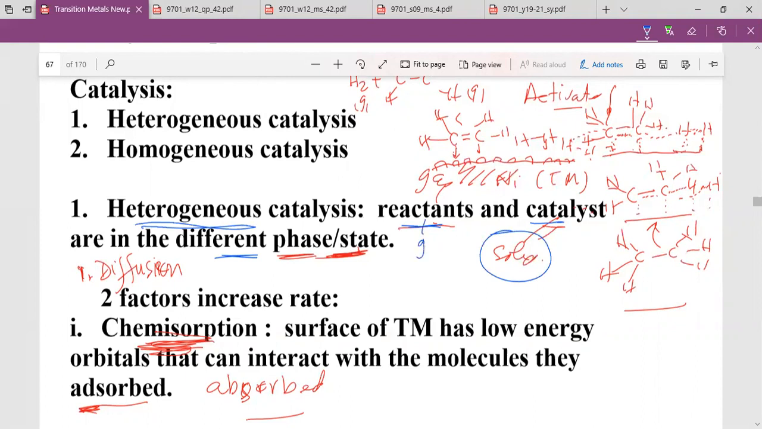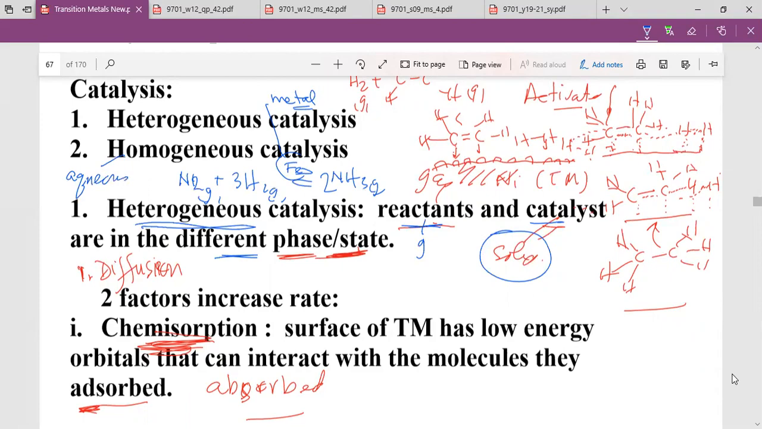Just like, for example, the Haber process. Haber process, N2 plus 3H2, this is gas and gas, reversible to 2NH3, gas. Here the catalyst is normally iron, Fe. Remember, it is a metal, not an iron ion here, a metal. So this is heterogeneous. And homogeneous, of course, they are in the same phase, both are equal.